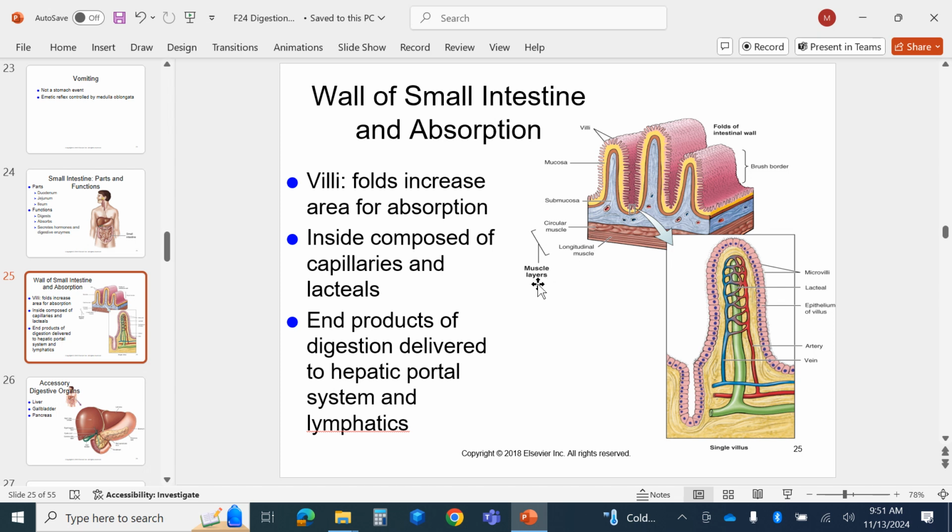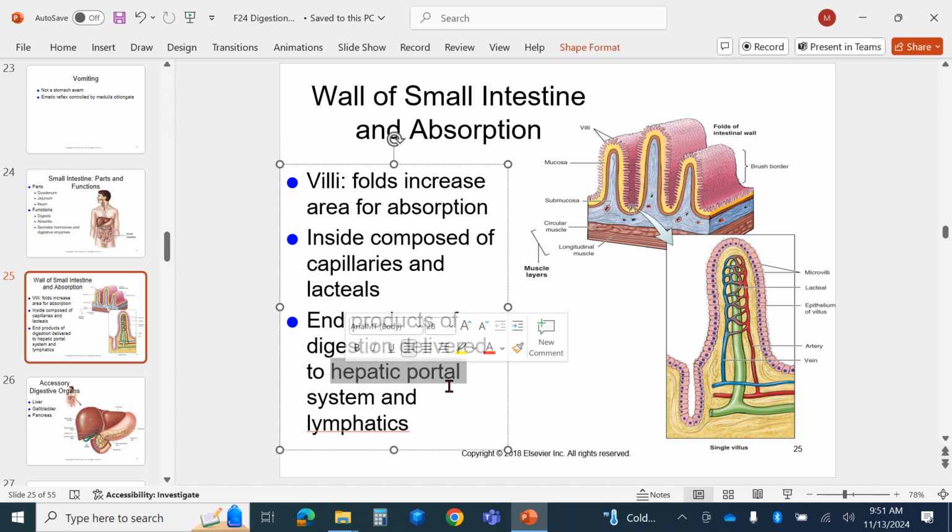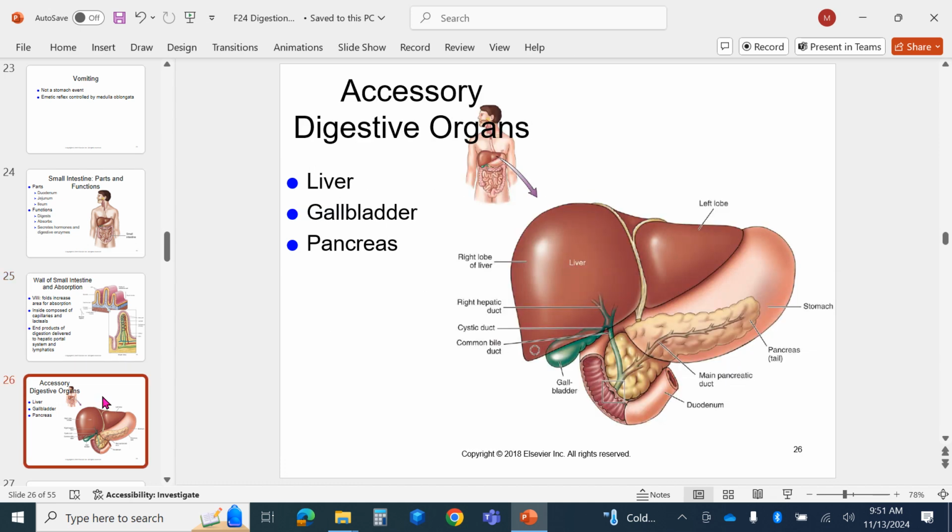Inside of these villi, you have these lacteals. And this is all about absorption, right? There are your blood vessels, ready to absorb nutrients. And right there, there's a lymph vessel right in between. So if there's anything that gets left behind, the lymph will suck it all up. The end products of digestion are delivered directly to the hepatic portal system. Hepatic means liver. As I said, all this food that gets absorbed doesn't go immediately back into the blood. It goes right to the liver, what we call the hepatic portal system.